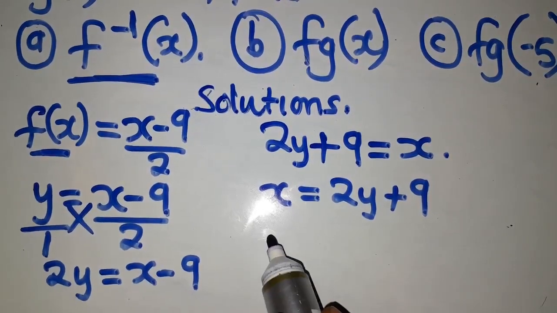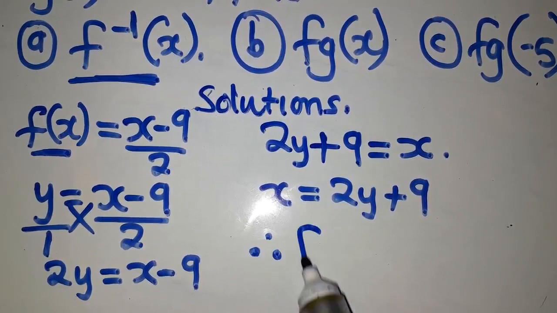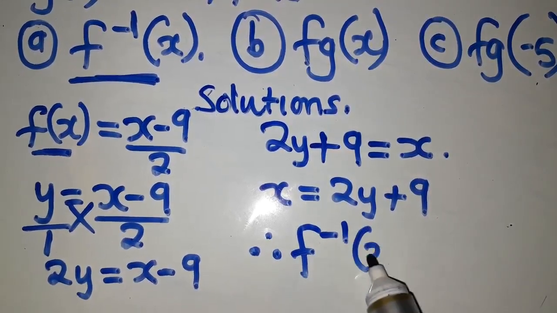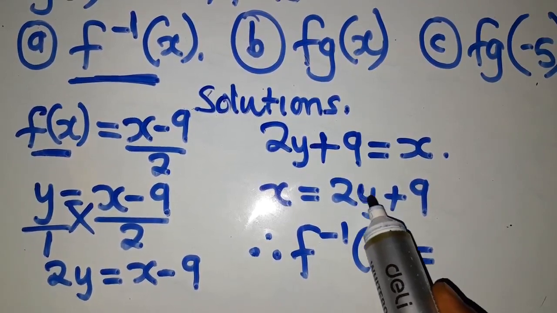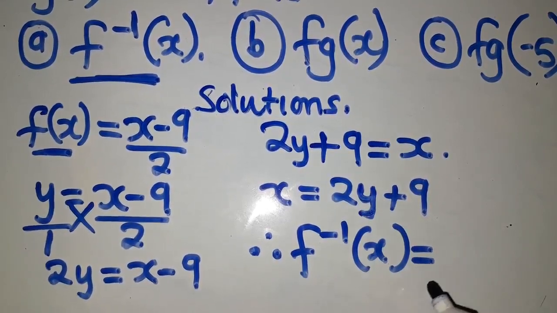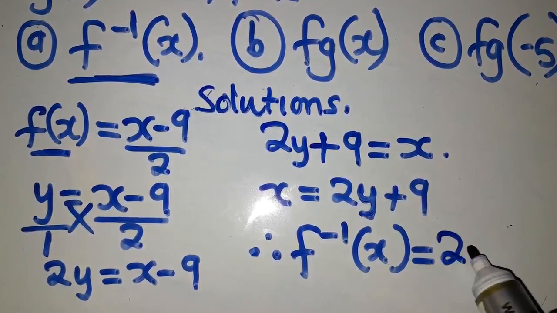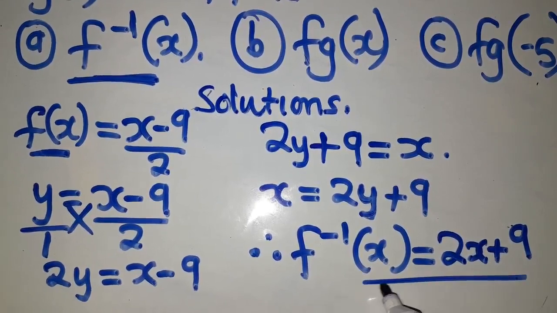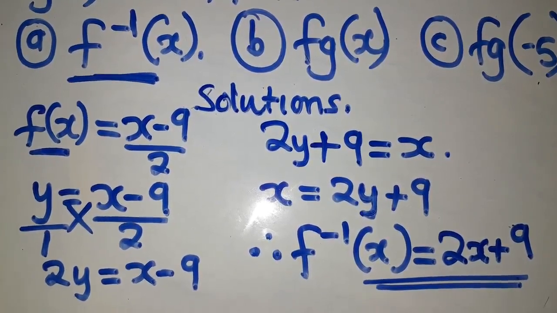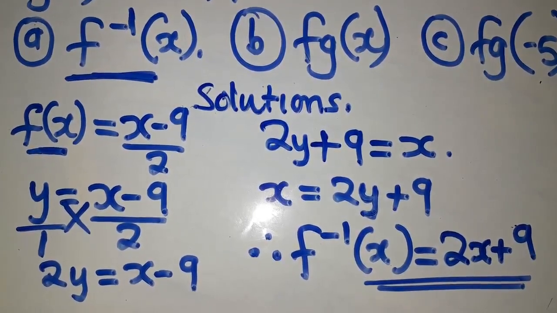So with this now, you can therefore conclude that f inverse of x is equal to, where there is y here, you need to substitute by x. So you say 2x plus 9. This is your answer. This is how you get to find the inverse of that.